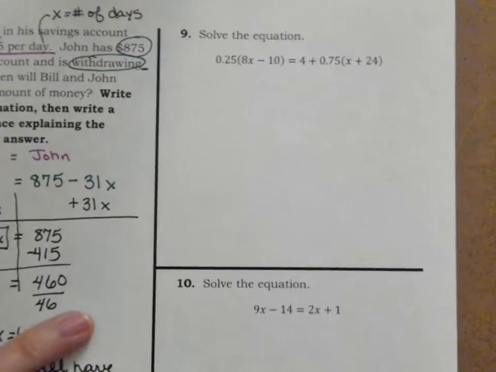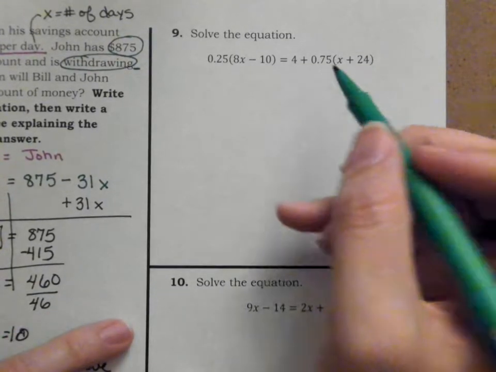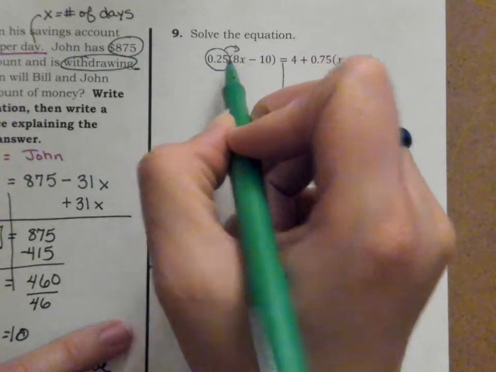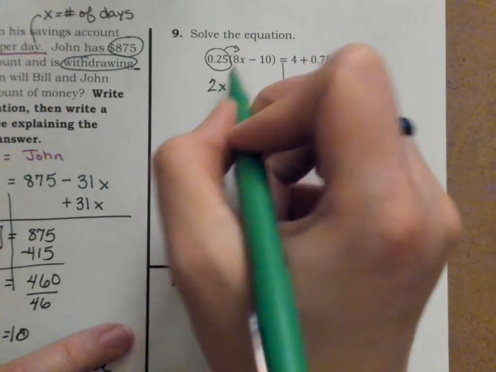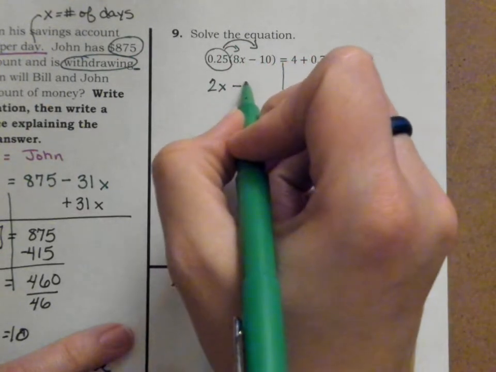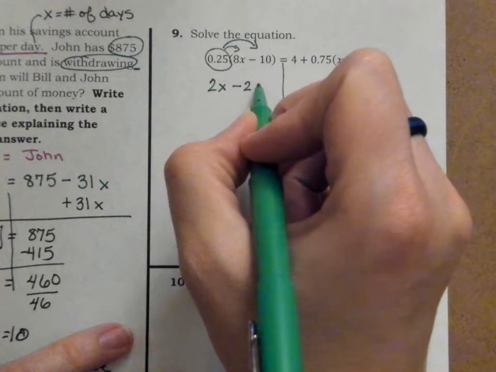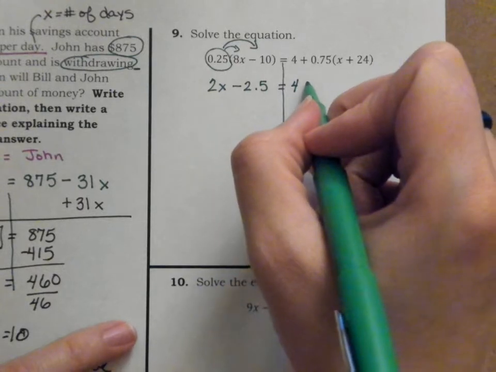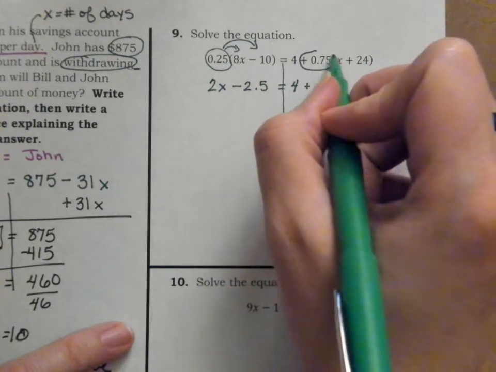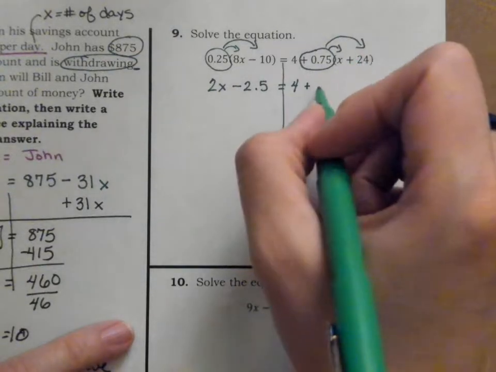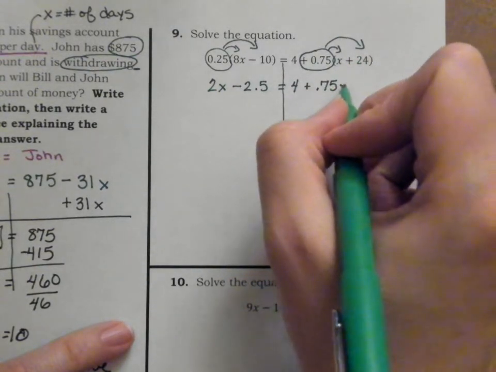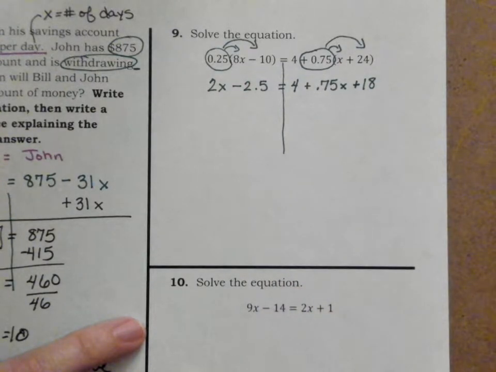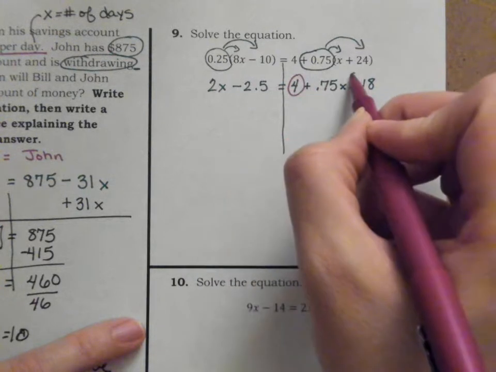All right, number 9. We have lots of things going on here. First is that we're going to distribute. 0.25 times 8 gives me 2x. 0.25 times negative 10 is a negative 2.5, equals 4 plus, and then here I have a 0.75 times x, which gives me 0.75x, and 0.75 times 24 is a positive 18. And now I have like terms that I need to put together, 4 and 18.